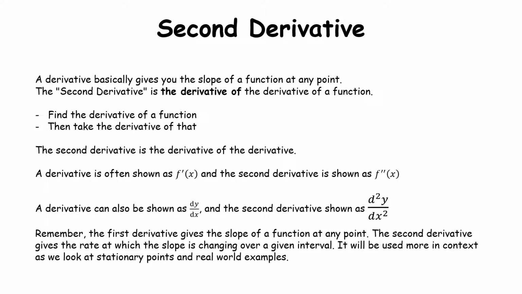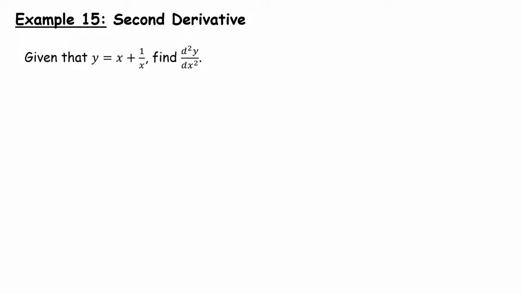d2y dx squared. Remember, the first derivative gives the slope of a function at any point, and the second derivative gives the rate at which the slope is changing over a given interval. It'll be used more in context as we look at stationary points and real world examples. So for now we're just going to focus on how to calculate the second derivative. A bit more on the practicalities of how it's used will be covered in later videos.